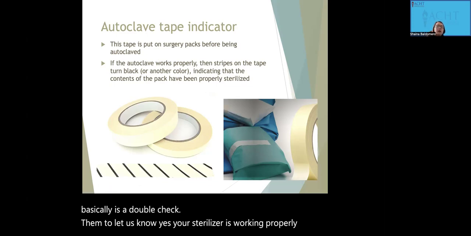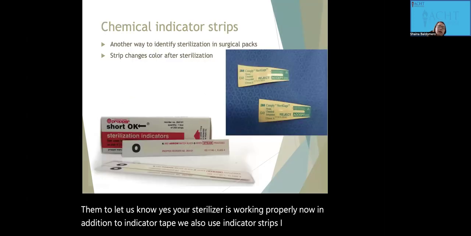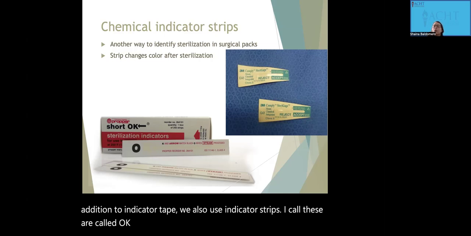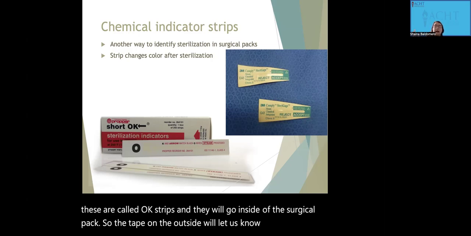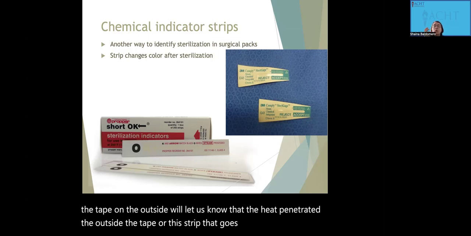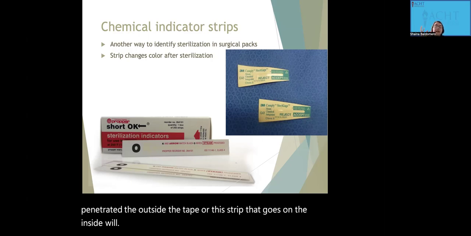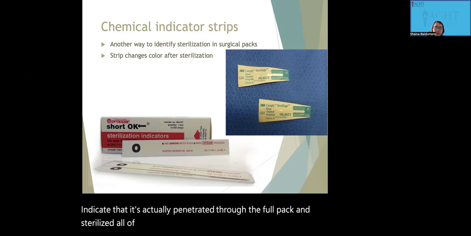Now, in addition to indicator tape, we also use indicator strips. These are called OK strips, and they will go inside of the surgical pack. So the tape on the outside will let us know that the heat penetrated the outside. The tape or this strip that goes on the inside will indicate that it's actually penetrated through the full pack and sterilized all of it.